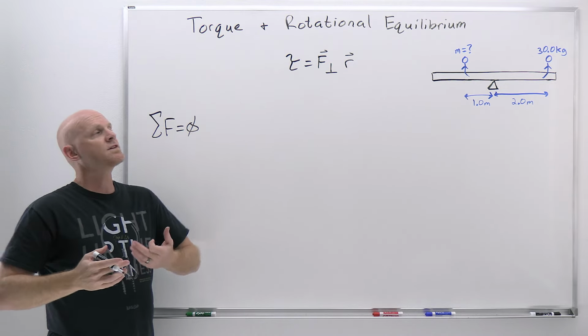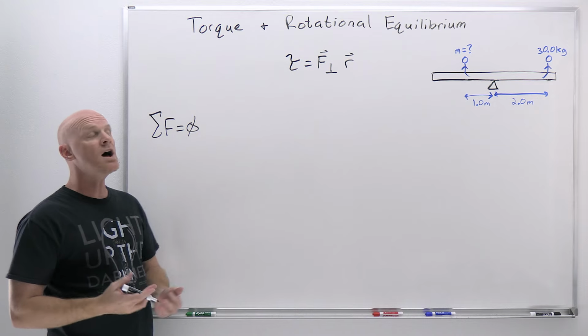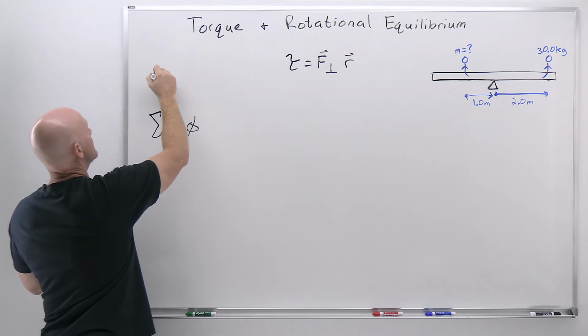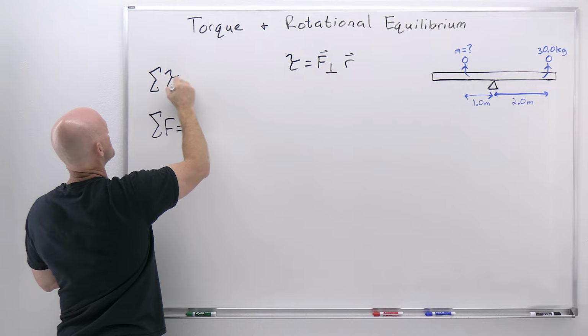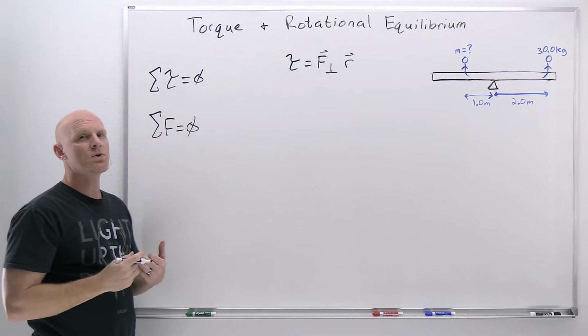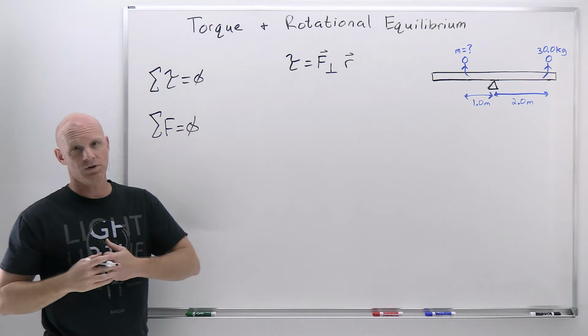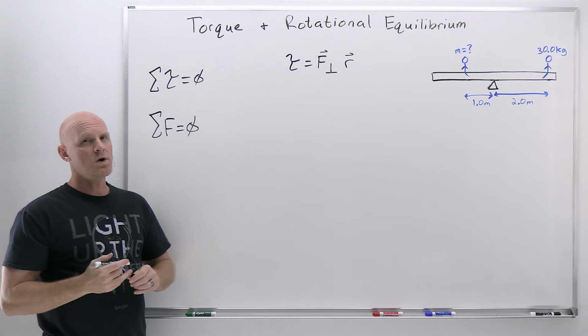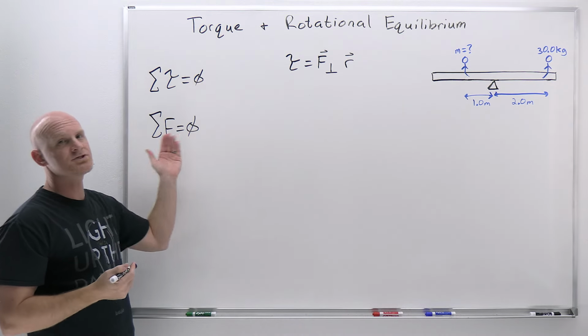Well, what's going to be new with rotational equilibrium is that it's not just the sum of the forces that is going to be zero, but the sum of the torques is going to be zero for a body in rotational equilibrium. And so if you've got a one-dimensional problem, these will be the two equations you're going to set up.